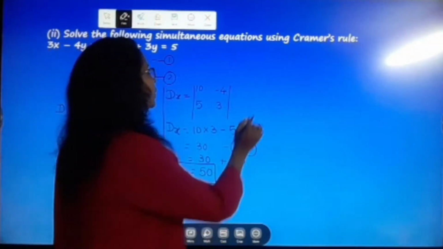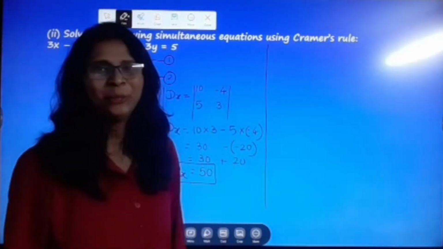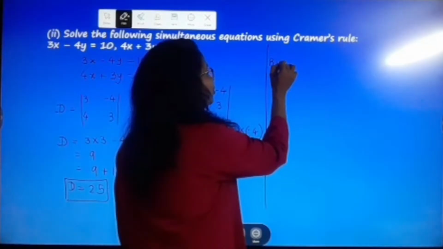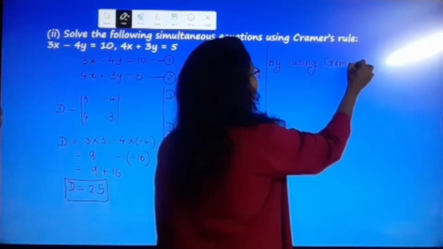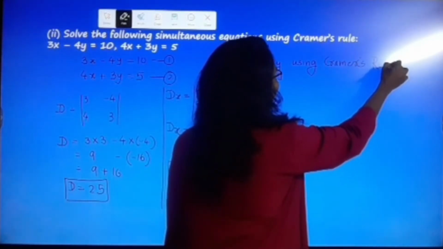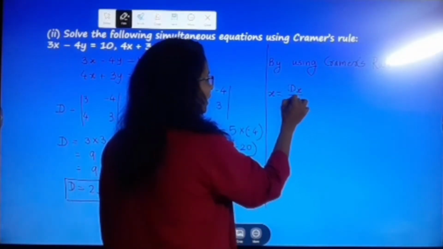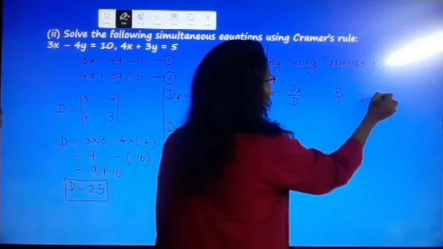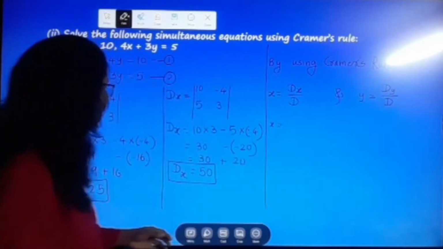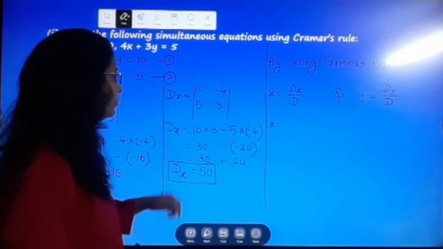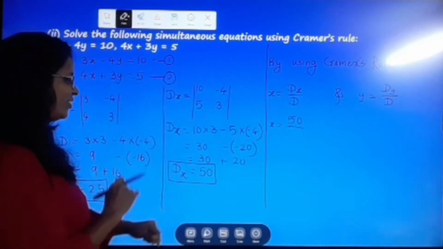Okay. Then here students, now there is a job of Cramer's rule. So here I write down, by using Cramer's rule, x is equal to D of x upon D, and y is equal to D of y upon D. So x is equal to, what is the value of D of x? Here students, D of x is 50. Yes students, I forgot to calculate D of y.